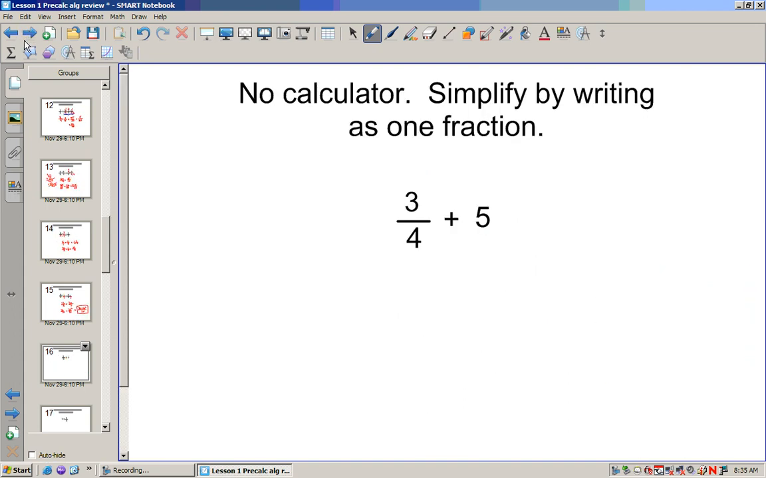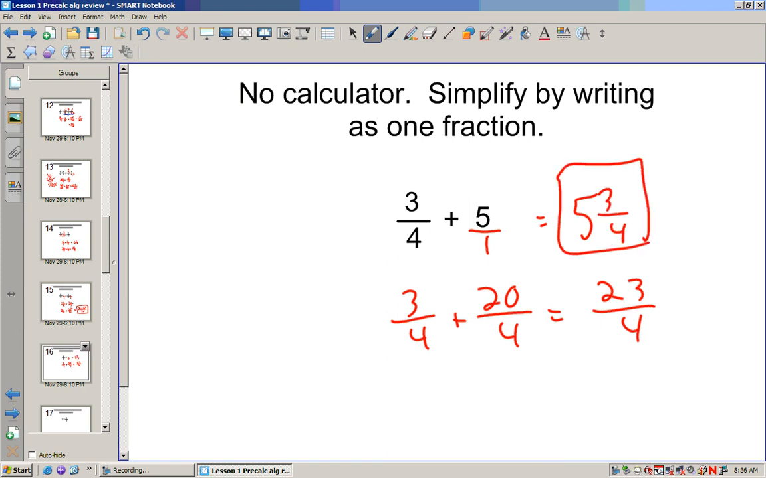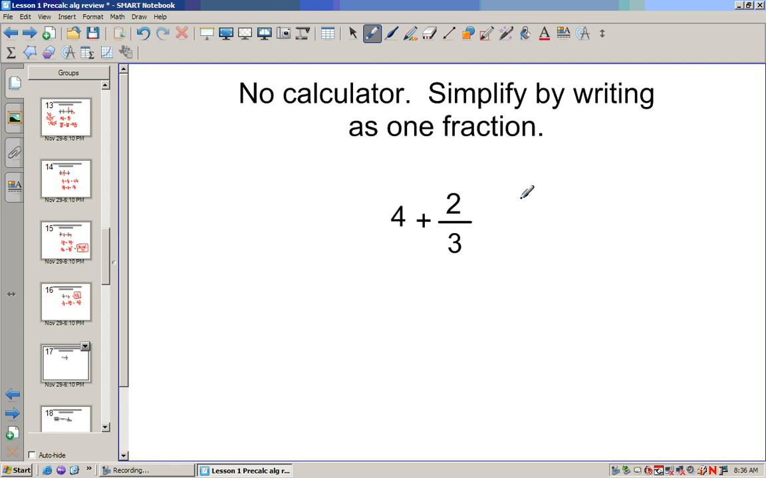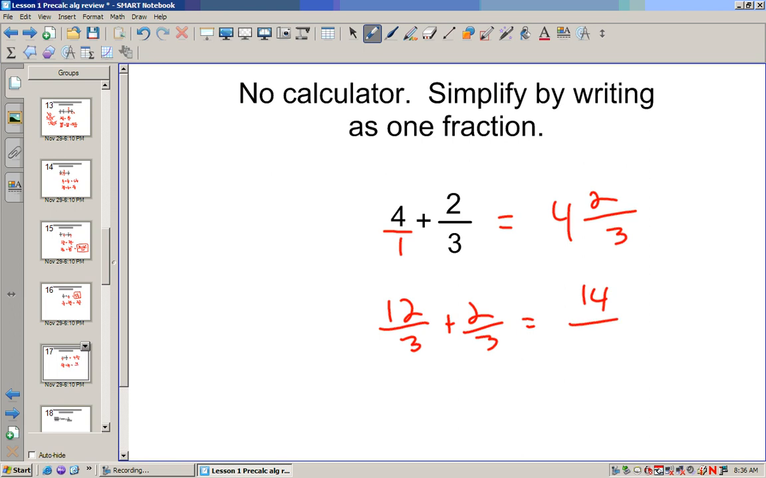All right, let's try this one. 3/4 plus 5. Pause the video, try it on your own. 5 is like 5/1, so 3/4 plus 20/4. So this would be 23/4, which is also 5 3/4. We could have gotten that right away by just seeing that we're adding those two together. This one, the quick method, we just say that's 4 2/3. But if I want an improper fraction, that would be 12/3 plus 2/3, which is 14/3.